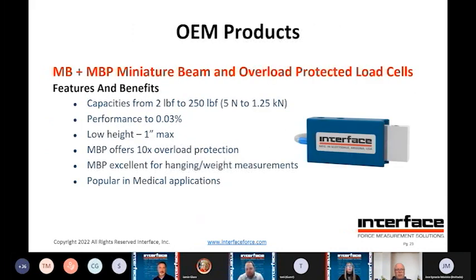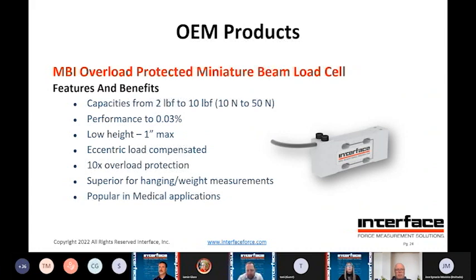MVP, probably the most popular OEM-based product family that we have in our portfolio. Standard MB is easy to integrate, easy to mount, good cantilever design, good performance, especially for the price points, great value. And then the MVP, same form factor, basically brings overload protection. So these are real popular for hanging weight type measurements. Again, you can assume they're going to be used in medical applications. So a very good go-to sensor, again, if you need lower force measurement. Next slide, please.